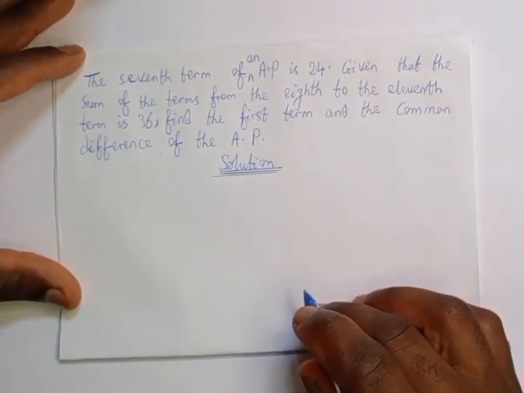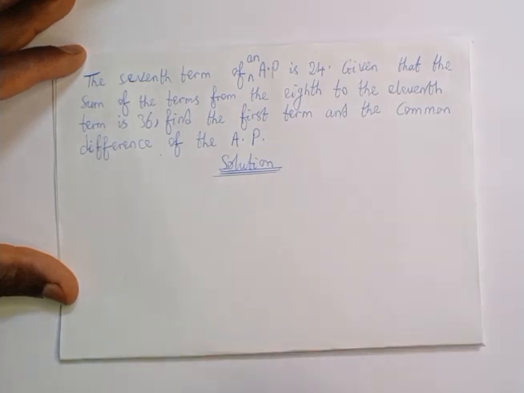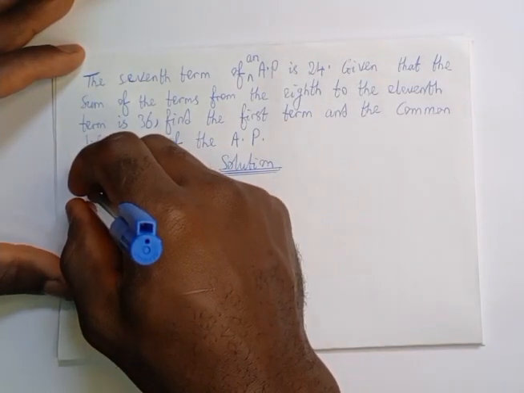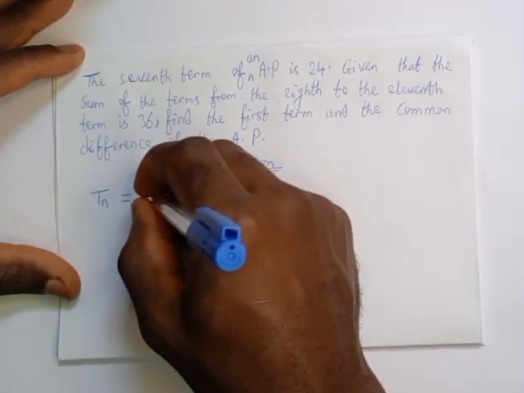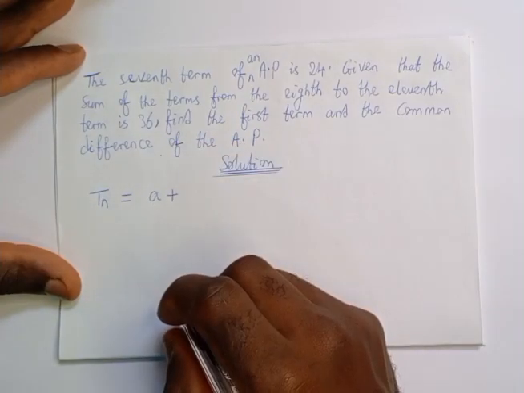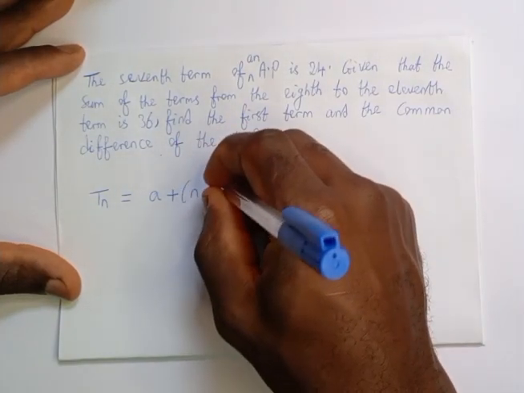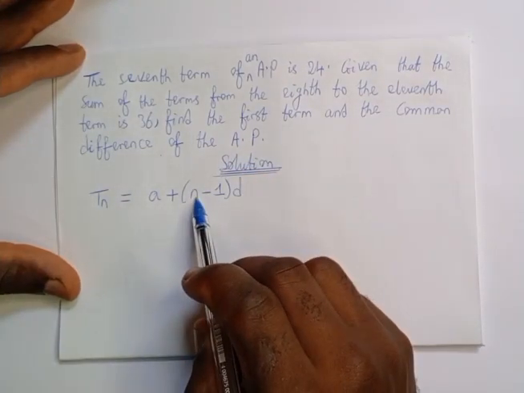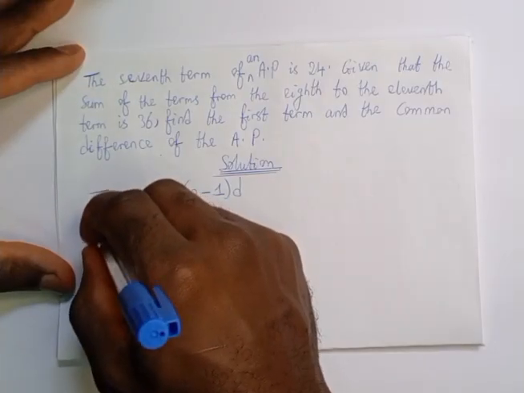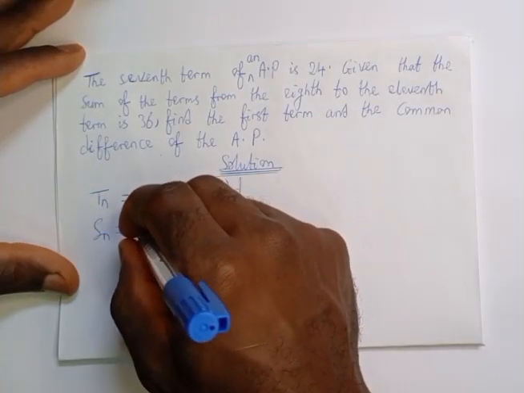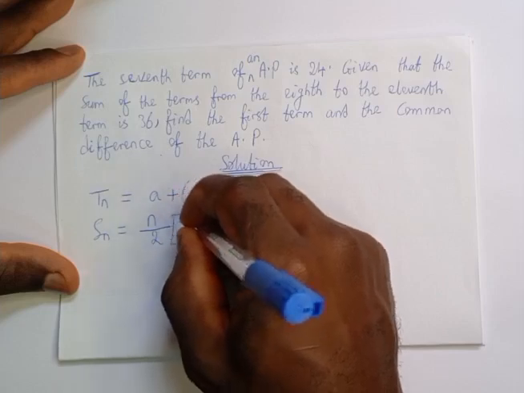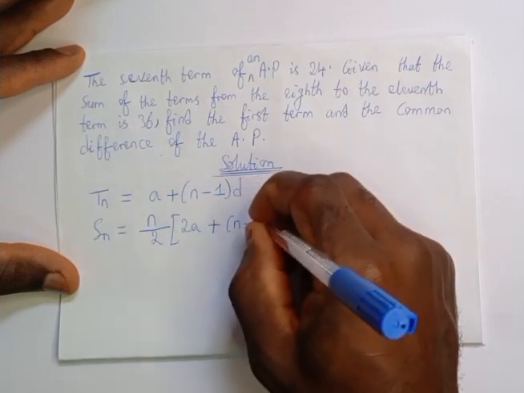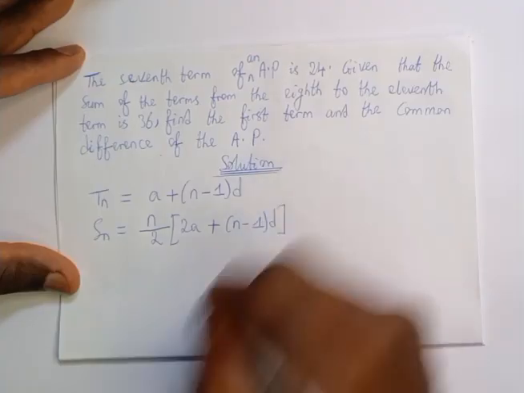For us to answer this question, we are going to start by writing down the general formula for the terms of an AP and the general formula for the sum of the terms of an AP. The general formula for the terms of an AP is given by T subscript n is equal to a plus n minus 1 times d, where a stands for the first term, d is the common difference, and n is the position of that term. The sum of the terms of an AP is given by n divided by 2 times 2a plus n minus 1 times the common difference.